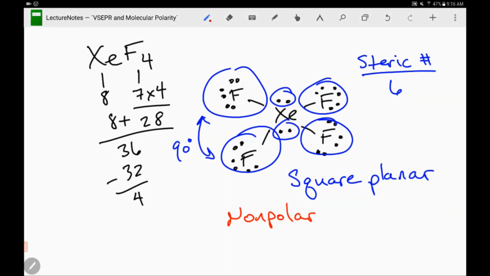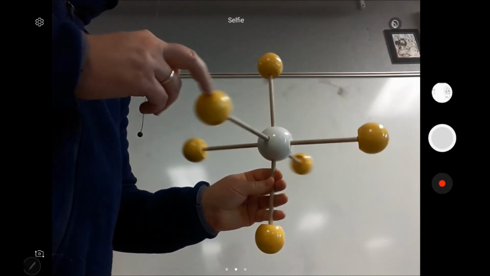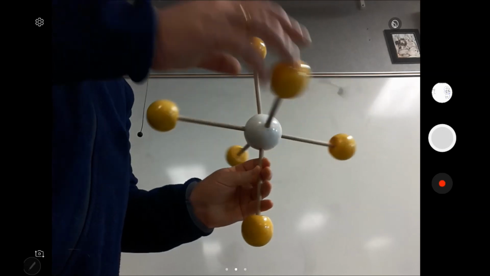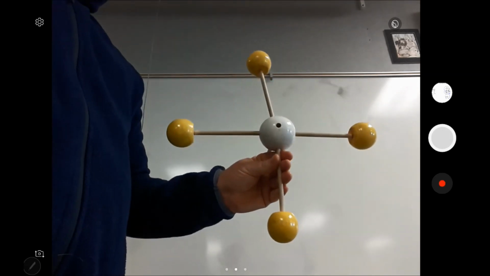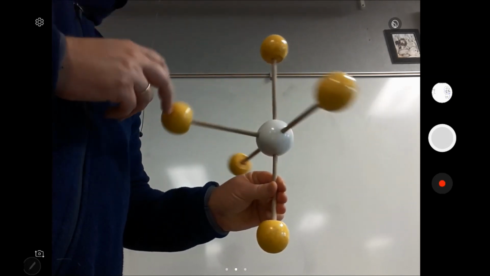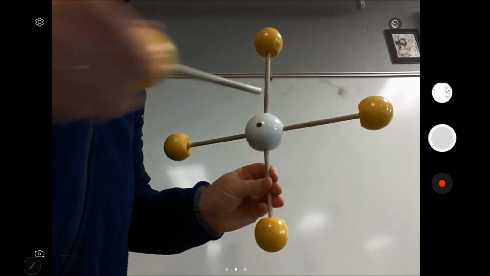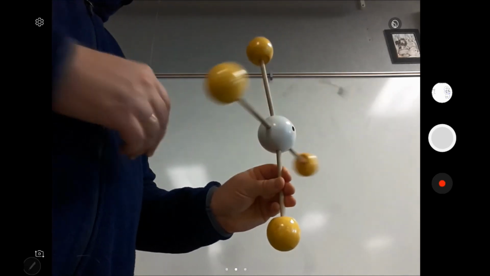Now, we could talk about what happens if you have a steric number of 6 with 3 lone pairs, a steric number of 6 with 4 lone pairs. I've never seen an example of that, but let's go look at it anyway. Steric number of 6, octahedral. 1 lone pair, square pyramidal. 2 lone pairs, square planar.